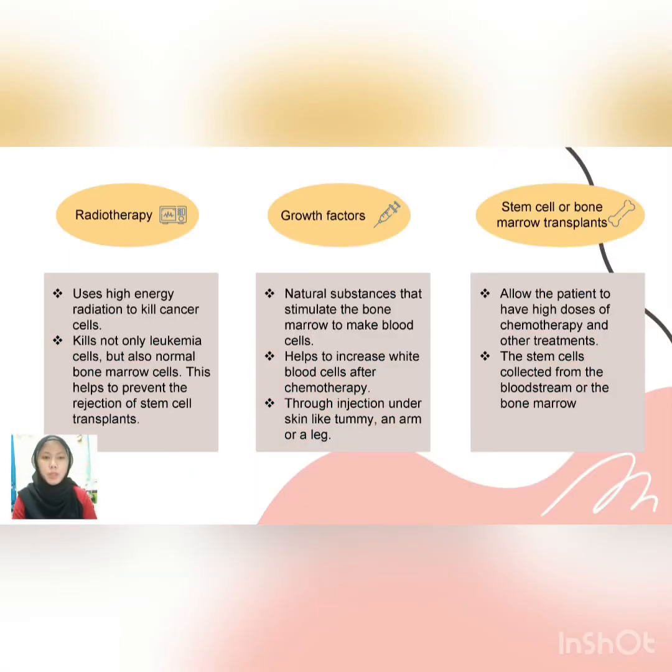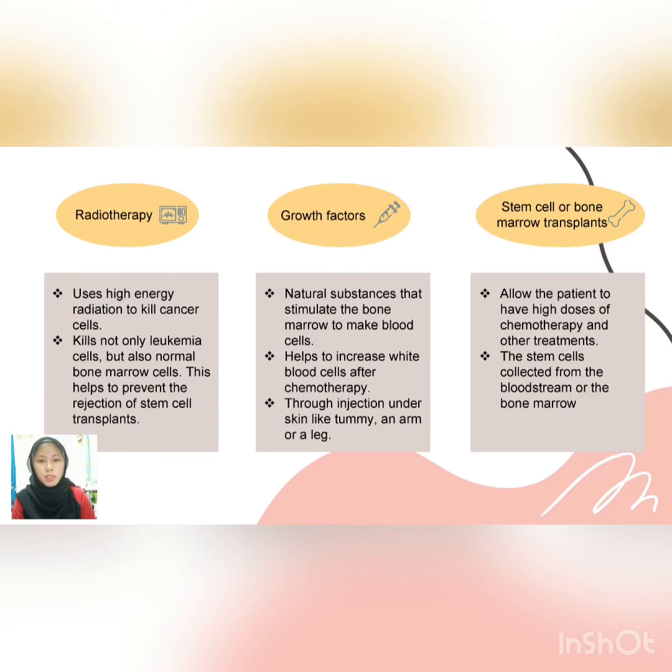Then, radiotherapy. This therapy uses high energy radiation to kill cancer cells. Radiotherapy not only kills leukemia cells, but also normal bone marrow cells. This helps to prevent the rejection of stem cell transplant.